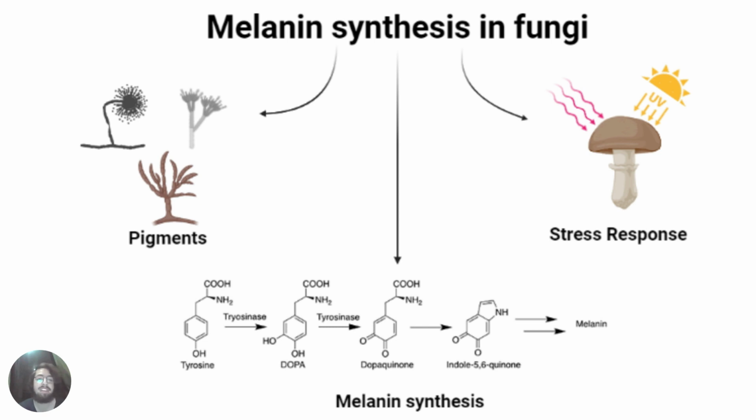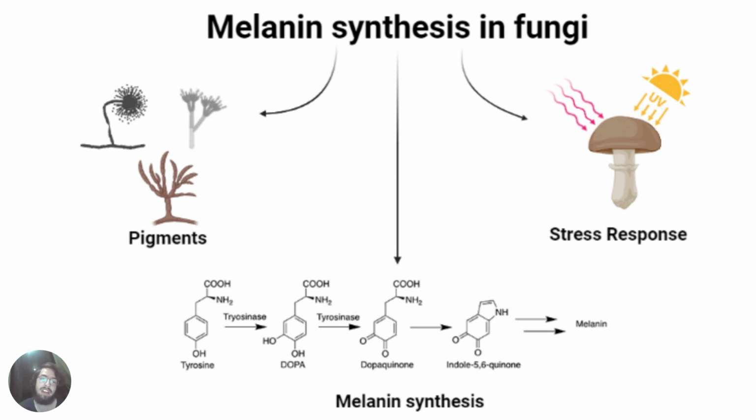The melanin synthesis reaction begins with oxidation of tyrosine by the enzyme tyrosinase. The reaction produces the intermediate DOPA, which is in turn oxidized by tyrosinase to produce dopaquinone. Then the dopaquinone polymerizes to form melanin.